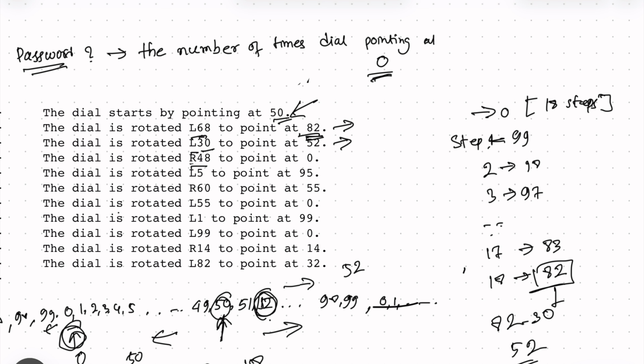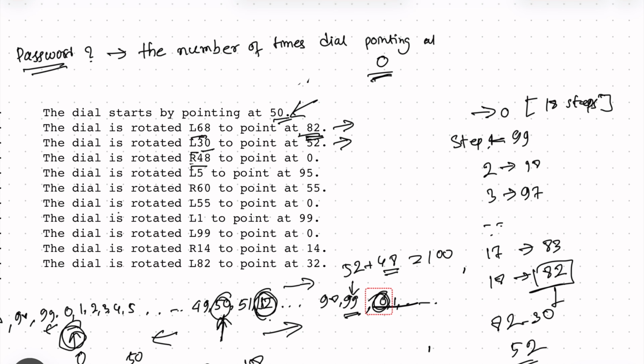So 52 plus 48, that's 100, right? 100 means after 98, 99. So right after 47 steps, we'll reach 99 at the end. Then on the 48th step, we'll go to zero, right?